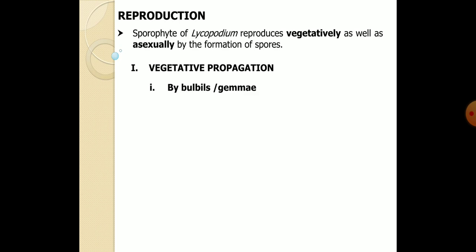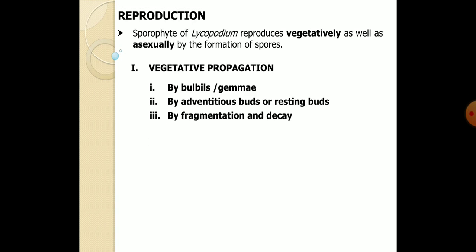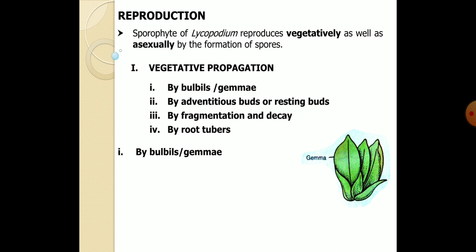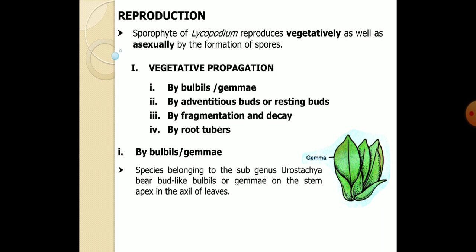They reproduce vegetatively by the formation of gemmae, also called bulbils, and also by the adventitious buds. These adventitious buds are also called resting buds. Reproduction also occurs by fragmentation, by the decaying of the mother plant, and by root tubers. So these four methods are generally involved in the vegetative reproduction of the Lycopodium. The first one is the bulbils.